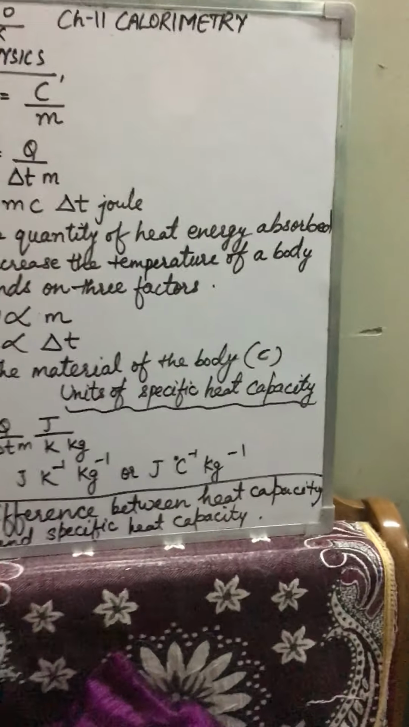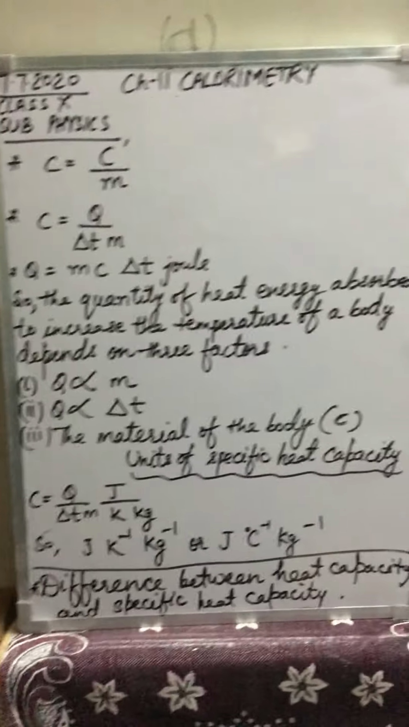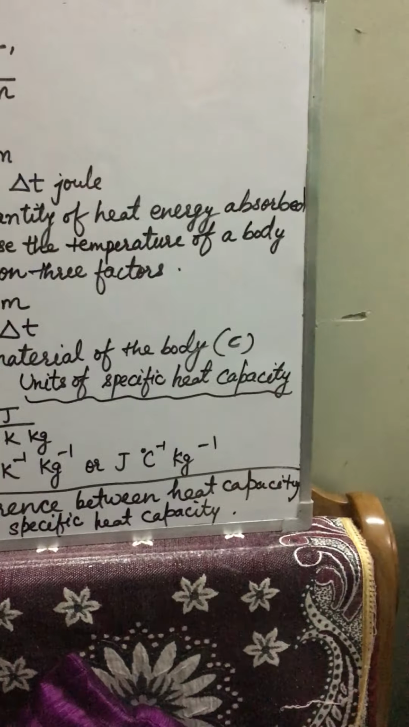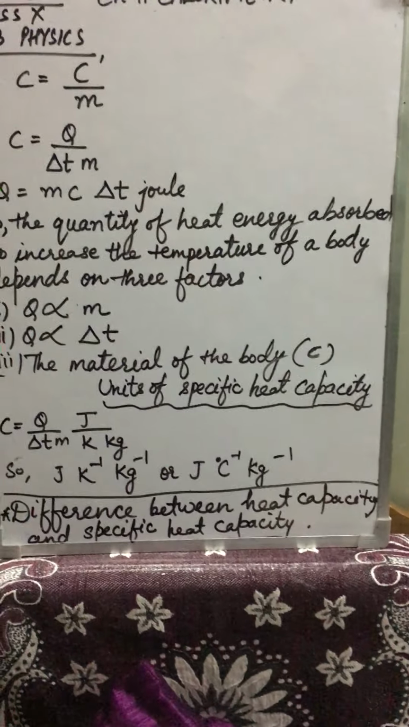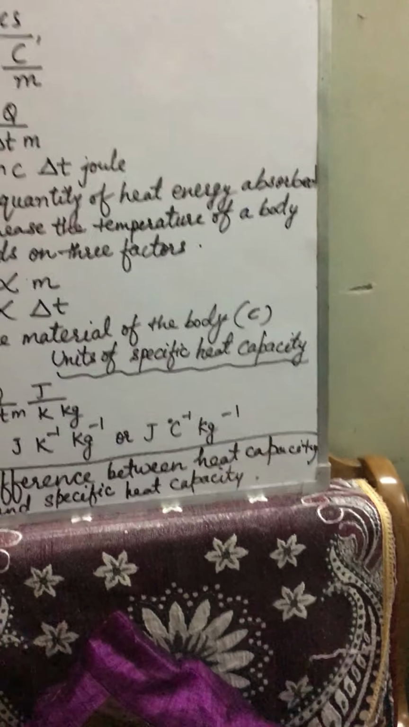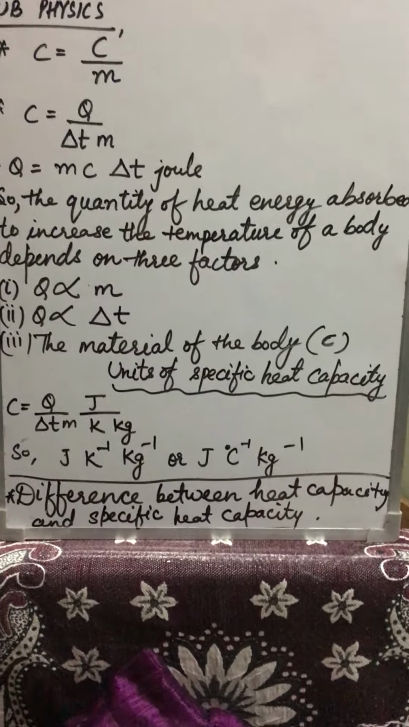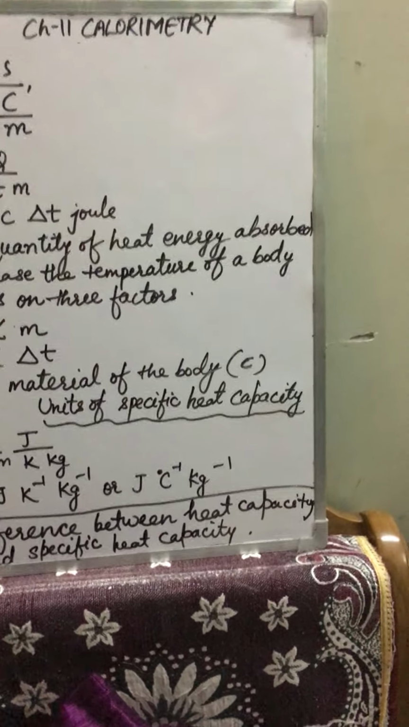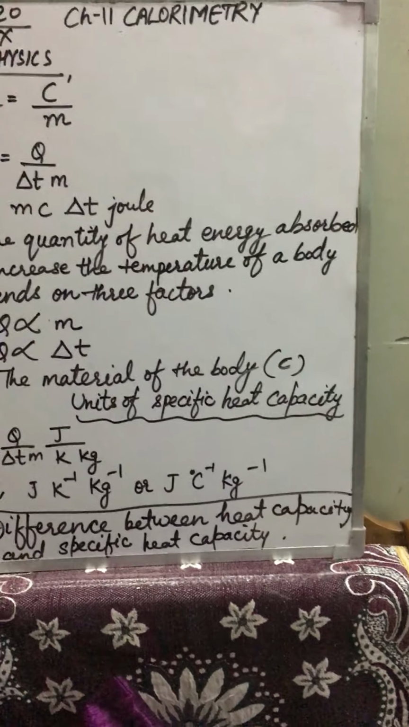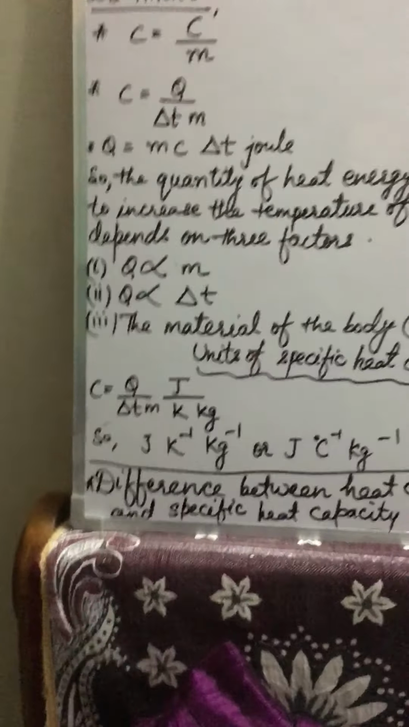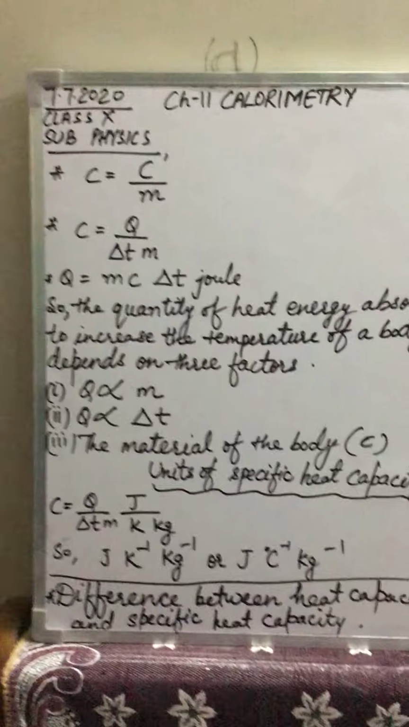Now see, children, if you see the book, on page number 264, it is given the distinction between heat capacity and specific heat capacity. What are the differences between heat capacity and specific heat capacity? First of all, to write the difference, we will write the definition of both of these. First, the definition of heat capacity: it is the amount of heat energy required to raise the temperature of the entire body by 1 degree Celsius. Here we do not take per unit mass, okay? Whereas specific heat capacity is what? It is the amount of heat energy required to raise the temperature of unit mass of the body by 1 degree Celsius.